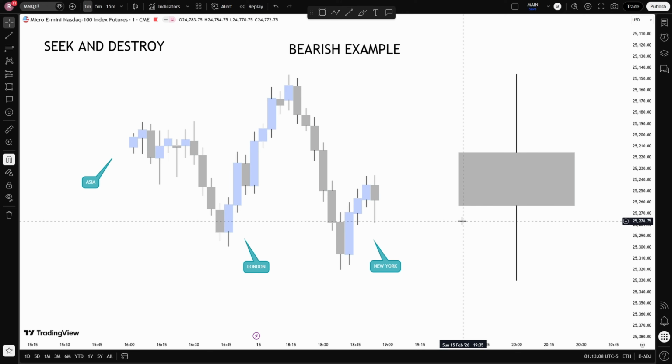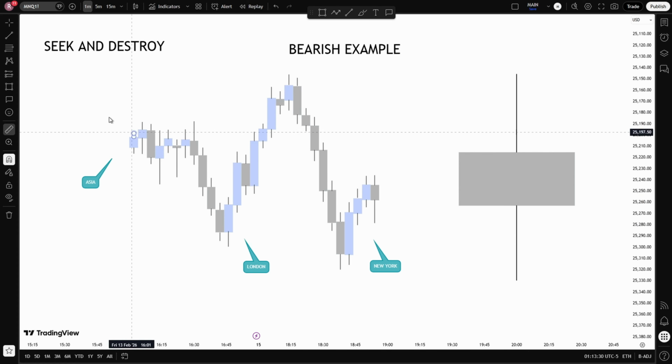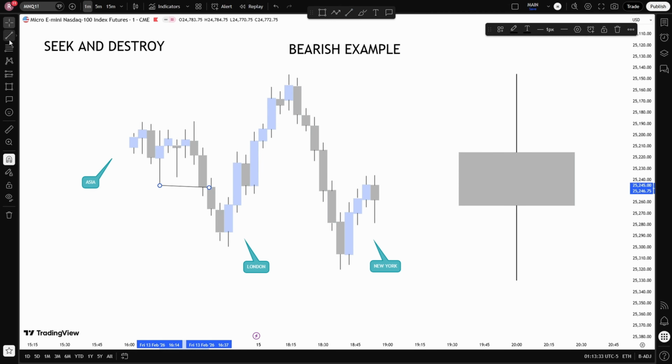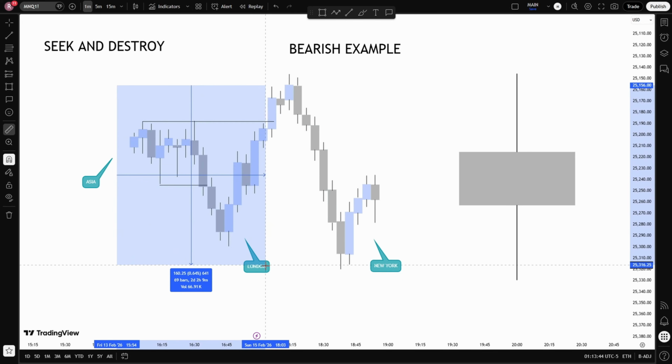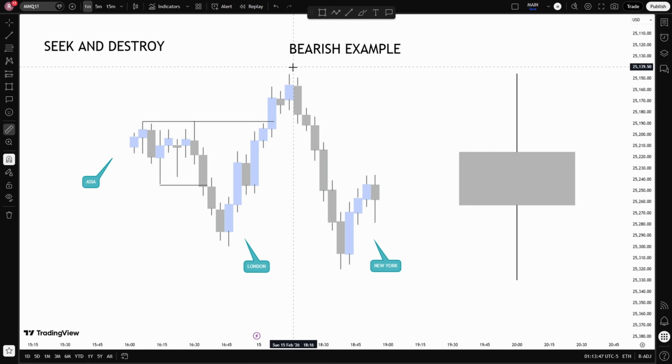One way I personally recognize this is by observing how London behaves relative to Asia. Even though my focus is primarily on London and New York, I still look at what London does in relation to the Asian range. On a seek and destroy day, London often fails to show clear direction. Instead of expanding away from Asia cleanly, London will take the Asia low and then also take the Asia high. So London essentially clears liquidity on both sides of the Asian range. When that happens, it often sets up consolidation or seek and destroy conditions going into New York. New York then continues the range behavior instead of delivering a clean expansion.